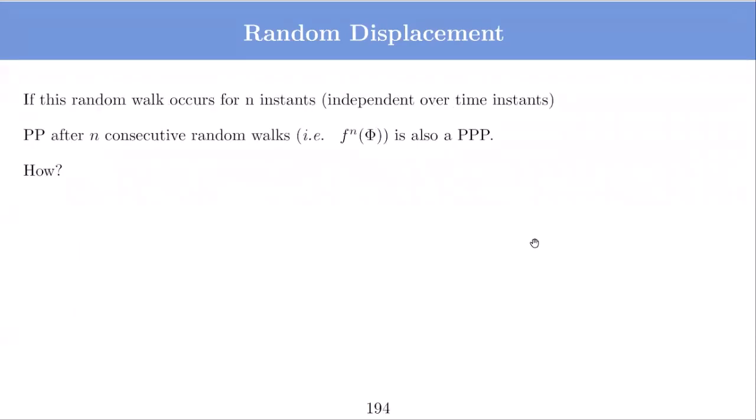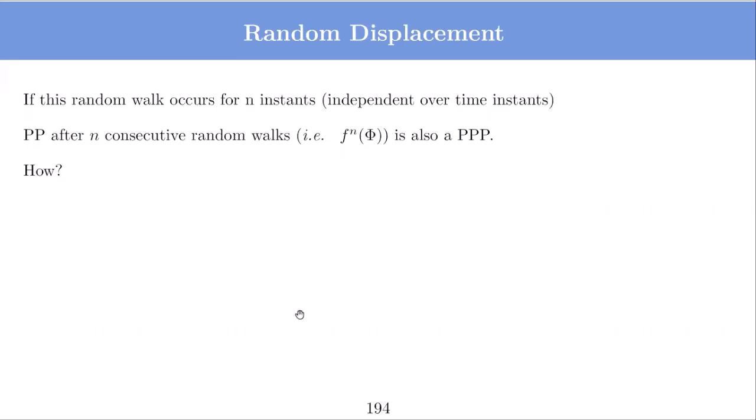Okay, so this can be generally extended to say that the random walk occurs over n instants. At the next step, the point again moves independently, and then again moves. Then you can also show that even after n conjugated random walks, the resultant is a PPP. So how does this help us in modeling wireless?